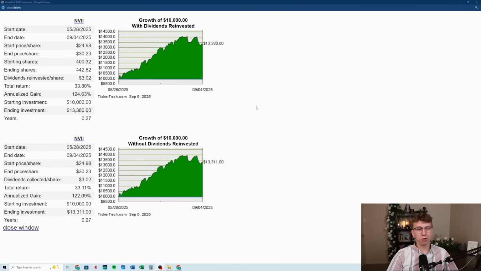NVII. Total return 33.8% and an annualized gain of 124.63%. We have seen it pull back. A lot of the market has been slightly pulling back, but it's still on an absolutely crazy run. And being up 33, almost 34% since late May, early June is pretty nuts. I think this is the best Rex weekly pair.